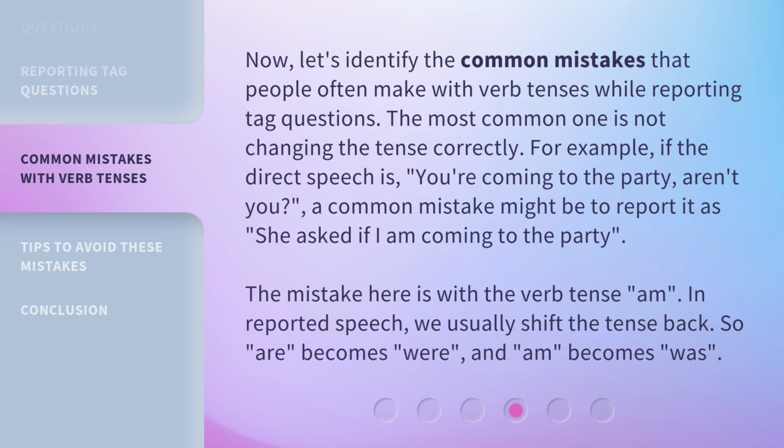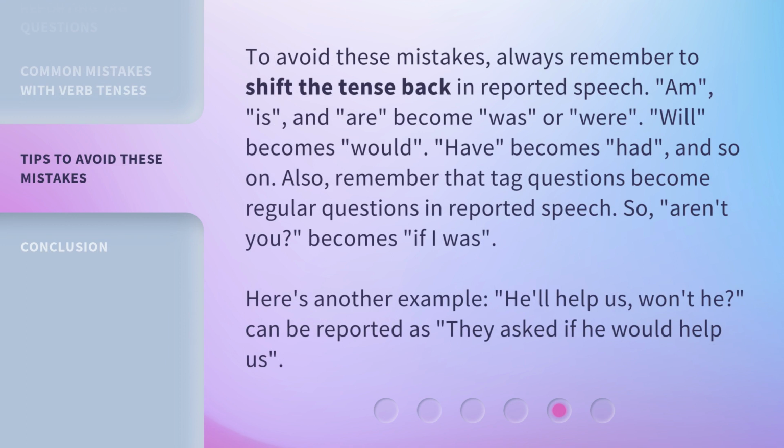In reported speech, we usually shift the tense back. So, "are" becomes "were," and "am" becomes "was." To avoid these mistakes, always remember to shift the tense back in reported speech. Am, is, and are become was or were.